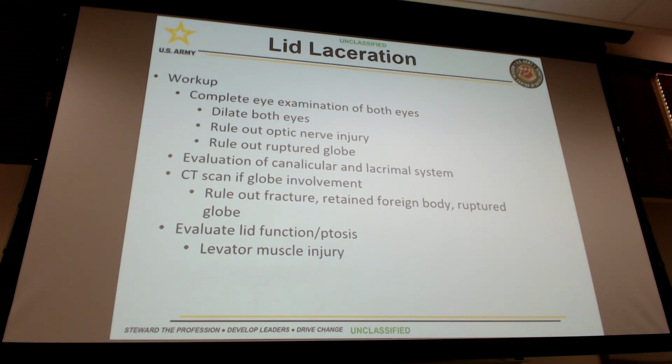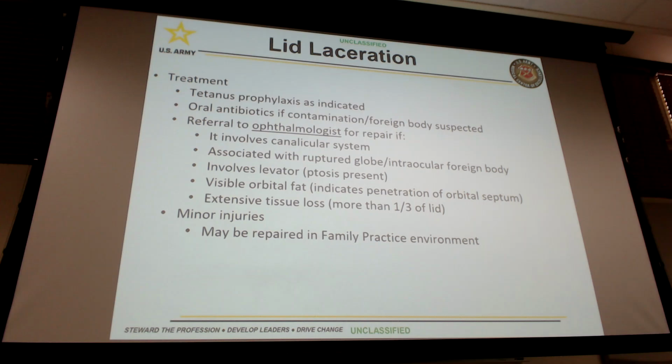All right, working up these patients, full eye exam, you want to dilate the eyes, you want to make sure that there's no other injuries, no foreign bodies, anything like that. And then suture. Okay. If there's metal, you can do tetanus prophylaxis, oral antibiotics. If there's a suspected foreign body, it's never a bad thing to give a patient, especially operationally. Referral to ophthalmologist for repair if, number one, they're available. Okay.